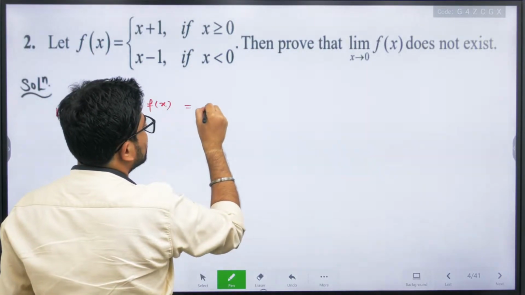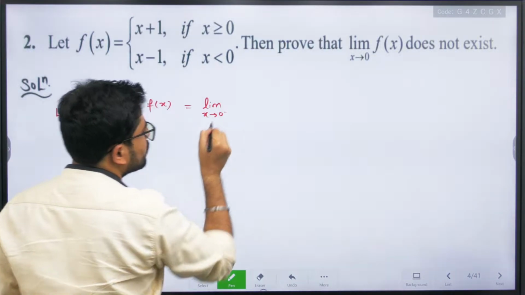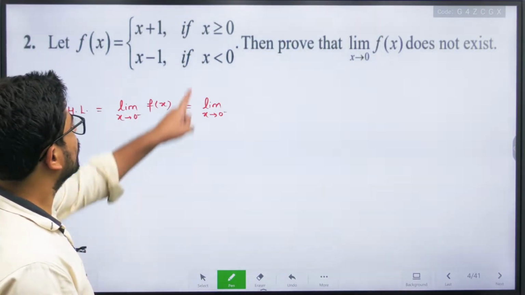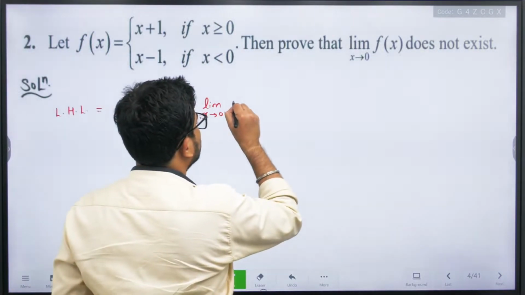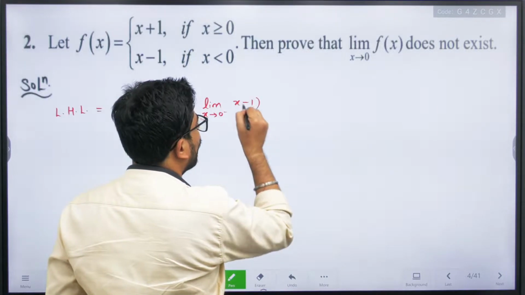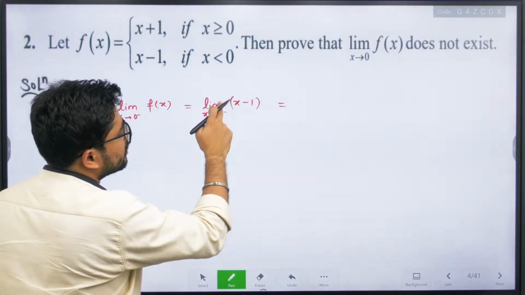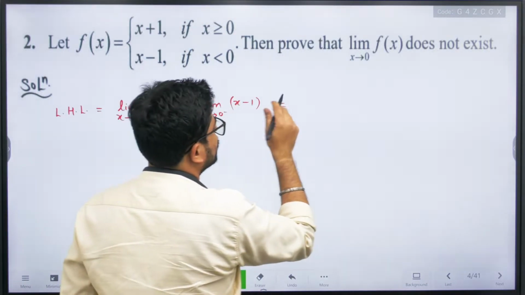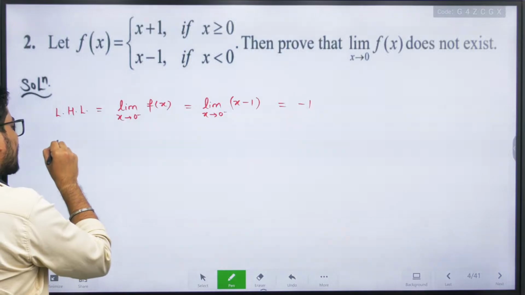Now, limit x tends to 0 minus means x smaller than 0. Whenever x is less than 0, the function is x minus 1. When you put 0 here, you'll get 0 minus 1, which is minus 1. Now find your right hand limit.